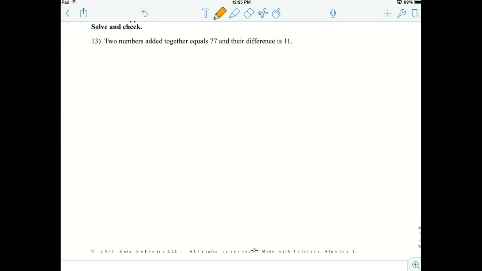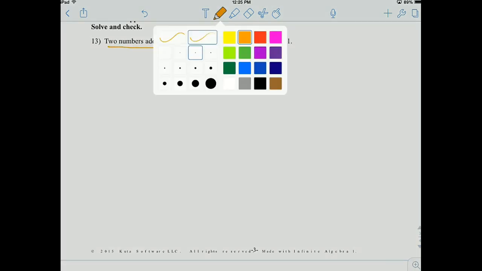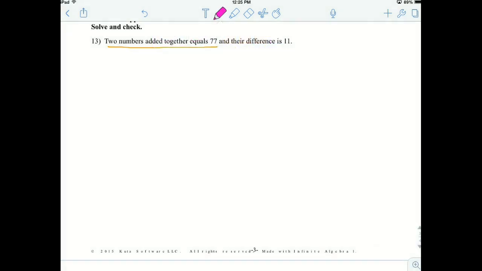So we see a couple parts of this sentence right here. It says two numbers added together equals 77. We see a second part that says their difference is 11. And we're going to try to turn this into equations now.